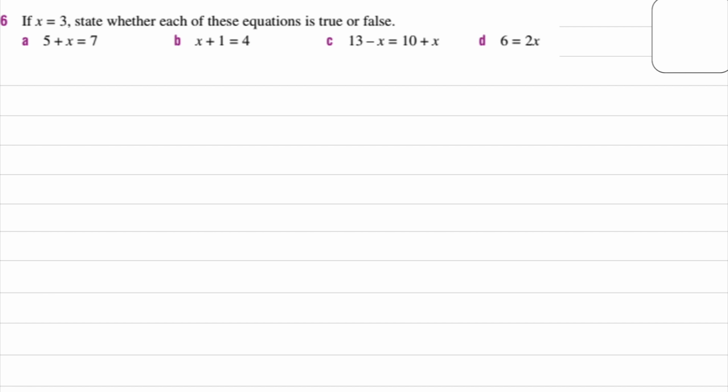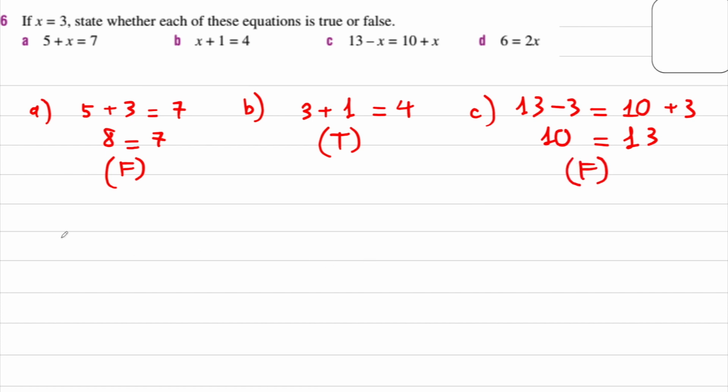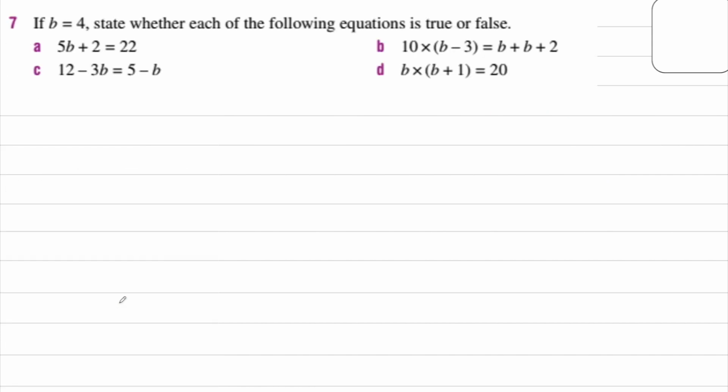Continue question 6. If x equal to 3, state whether the equation is true or false. Question A. You got x equal to 3. 5 plus 3 equal to 7. 8 equal to 7. So here is false. Question B. X plus 1 means 3 plus 1 equal to 4. Yes, this is true. Question C. 13 minus 3 equal to 10 plus 3. Here is 10, here is 13. That's why you got C is false. Question D. You got 6 equal to 2 times 3. Of course, this is true.